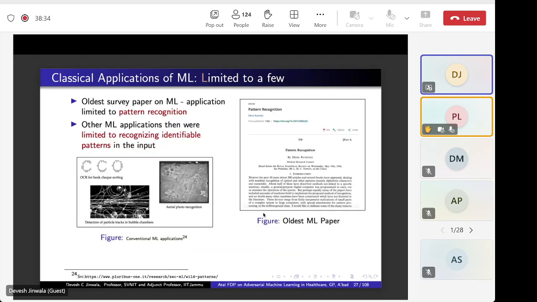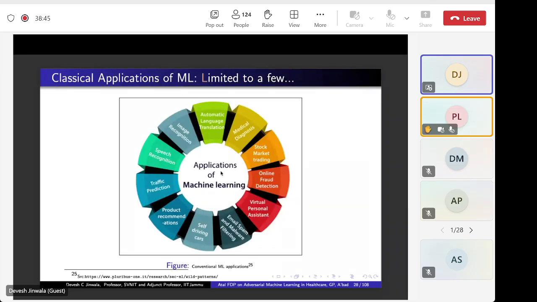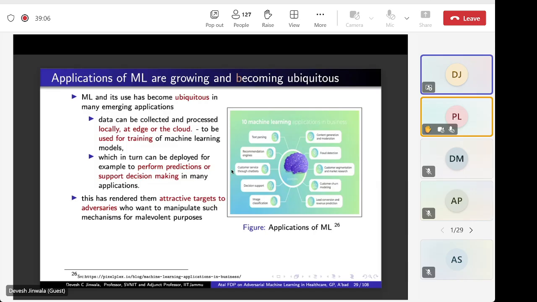So in my slides here and somewhere down the line, the basic theme which I am trying to convey is the applications of machine learning. They were conventional applications centered around pattern recognition. Whatever application you think of, the basic theme is recognizing different patterns. Today that has changed. The applications of machine learning are in ubiquitous environments. Many new applications are emerging, and therefore the attack surface is increasing.